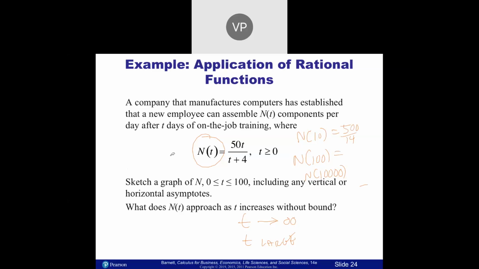On the 100, you get 5,000 over 104. And on this one, you get 500,000 over 10,004. Okay, so you're going to see each of these, if you plug those into the calculator, they're getting closer and closer to the number 50. So that is the behavior of these. That's what's happening on each of these as you move forward.